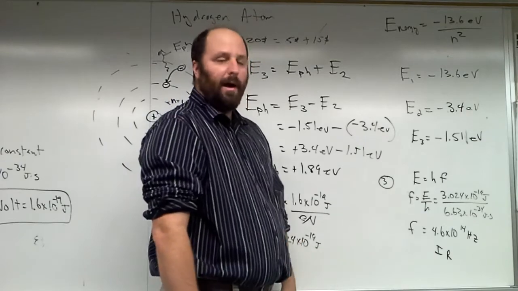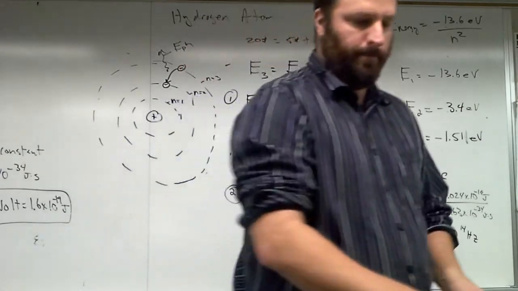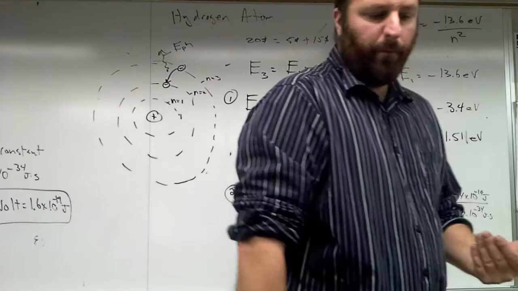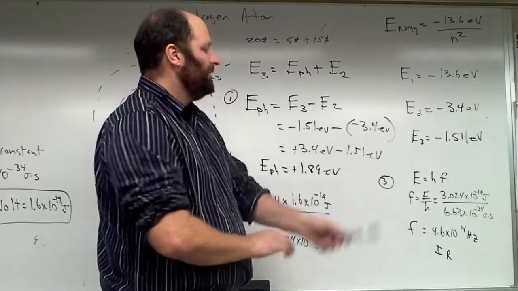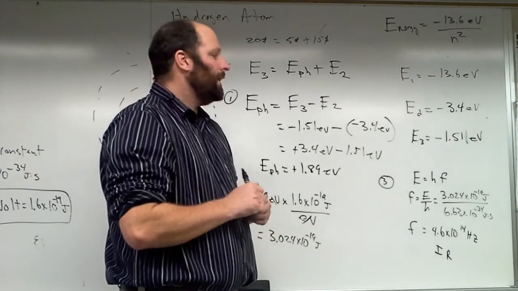Now, if you look up on the electromagnetic spectrum, 10 to the 14th hertz is right around the upper end of the infrared region. So that photon would be infrared. We couldn't see that with our eyes.